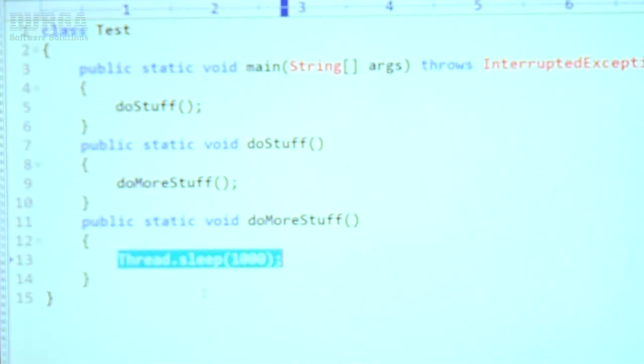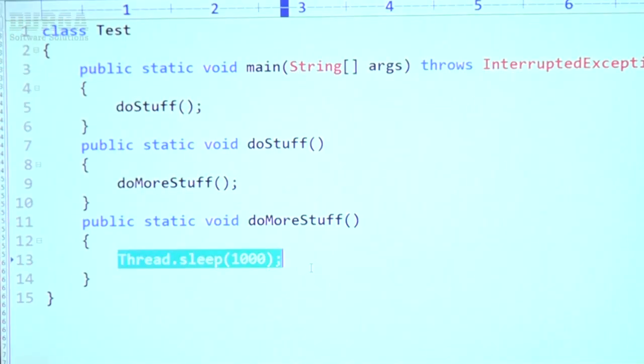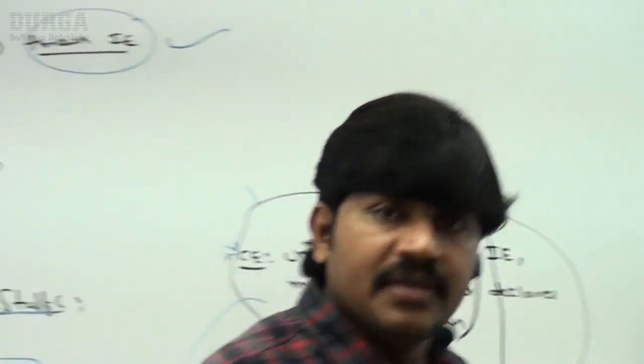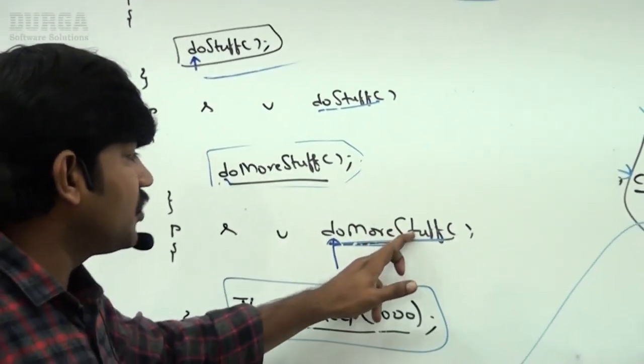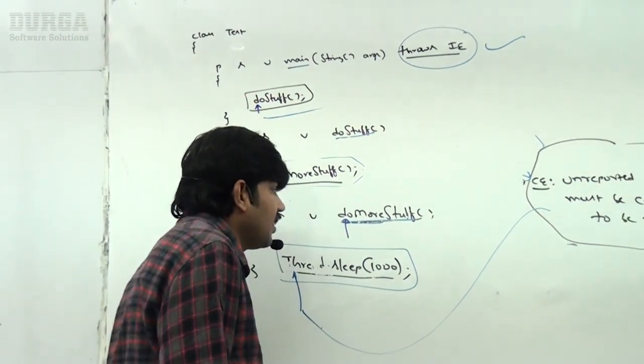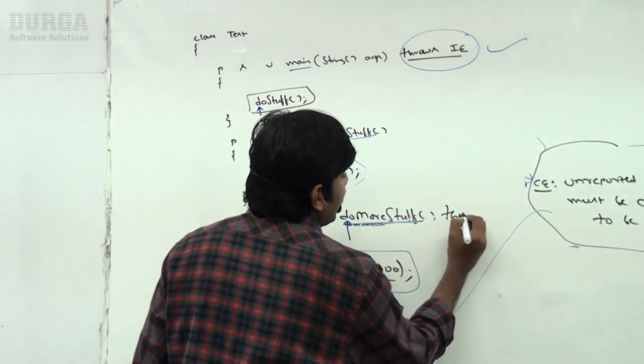Are you getting the point, right? This is the error we are going to get: unreported exception must be caught or declared to be thrown. Sir, now how can I solve this problem? Again, doMoreStuff is responsible to delegate to the caller. Okay? throws InterruptedException.